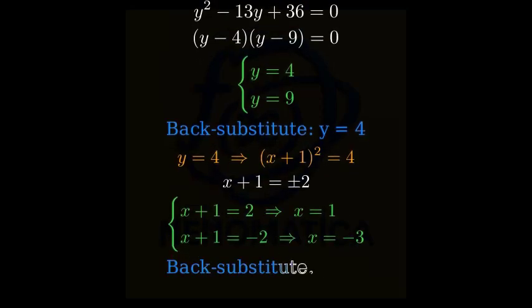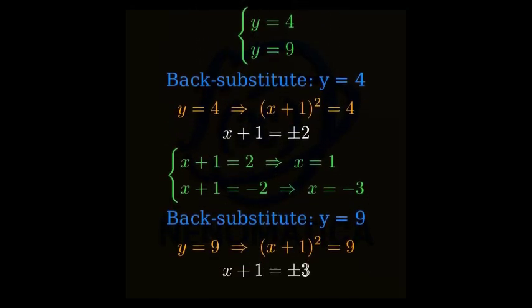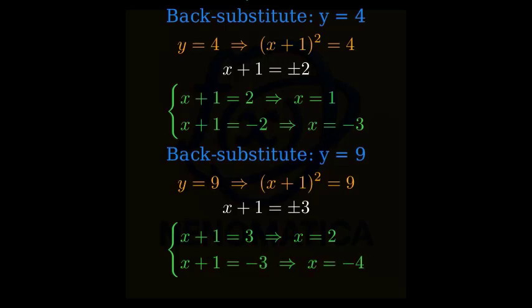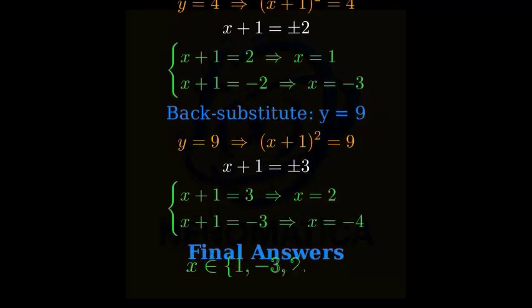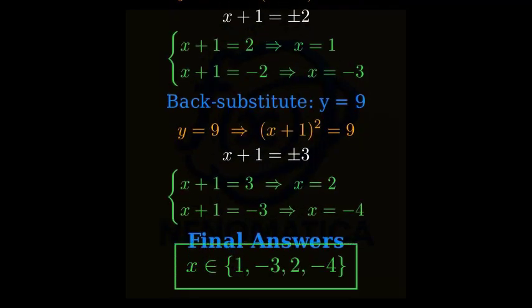Now use the second value, y equals 9. That means (x plus 1) squared equals 9. Taking square roots, x plus 1 equals plus or minus 3. So the remaining solutions are x equals 2 or x equals negative 4. Collecting all four solutions, we have x equals 1, negative 3, 2, and negative 4. We solve the quartic by substituting y equals (x plus 1) squared, factoring a simple quadratic, and then taking square roots.